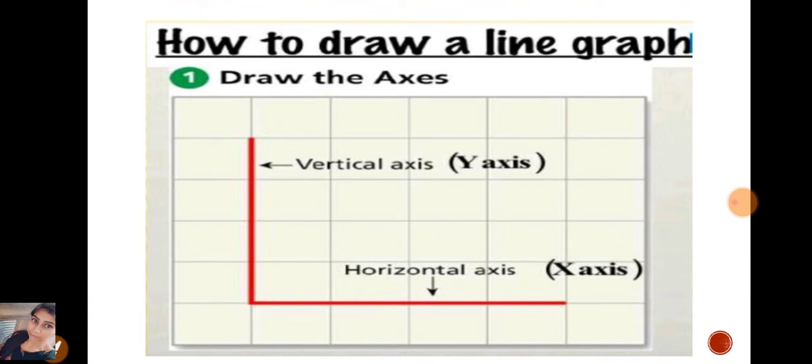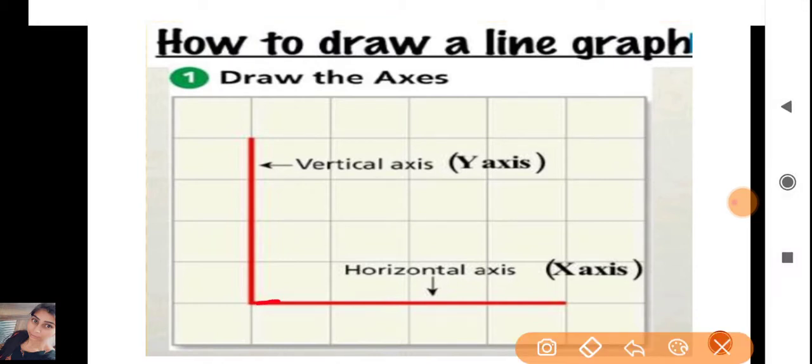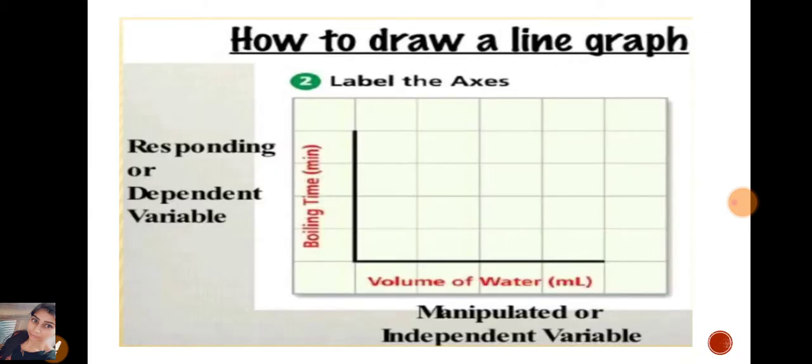So now let us understand how you are going to draw a line graph. We are talking about line graphs, so let's stick to this. Whenever we want to draw a line graph, the first thing we need to do is draw the axes. The axes are the horizontal axis, that is the x-axis, and the vertical axis, that is the y-axis. As you can see here, this is my horizontal axis, the x-axis, and this is my vertical axis, the y-axis.